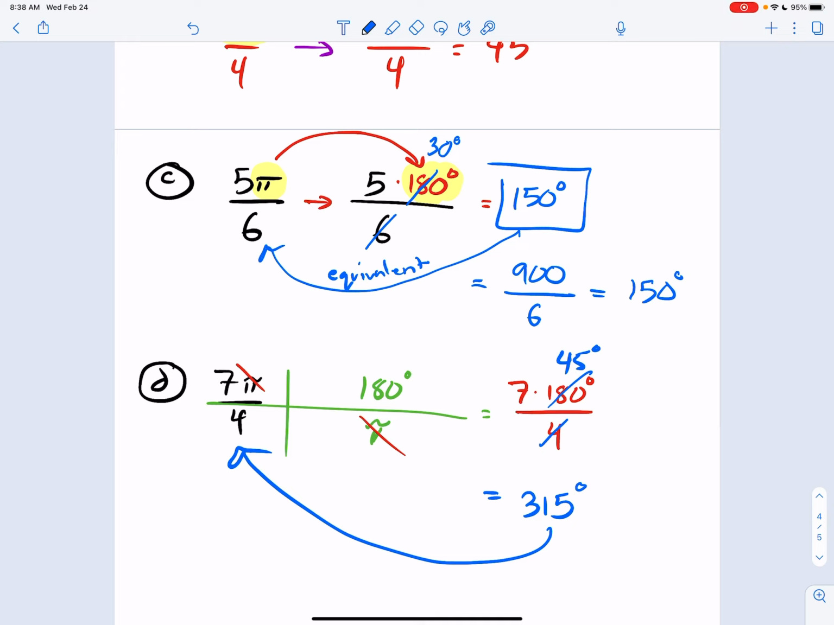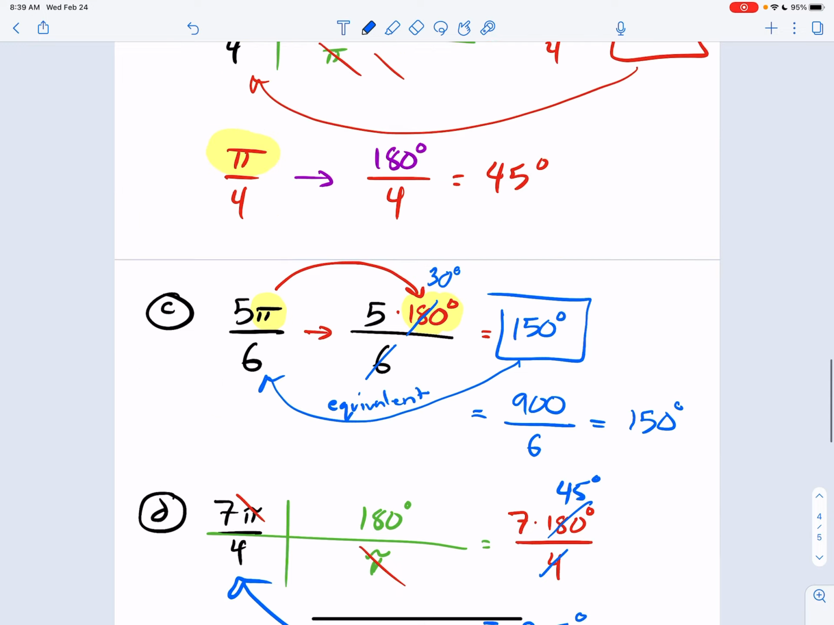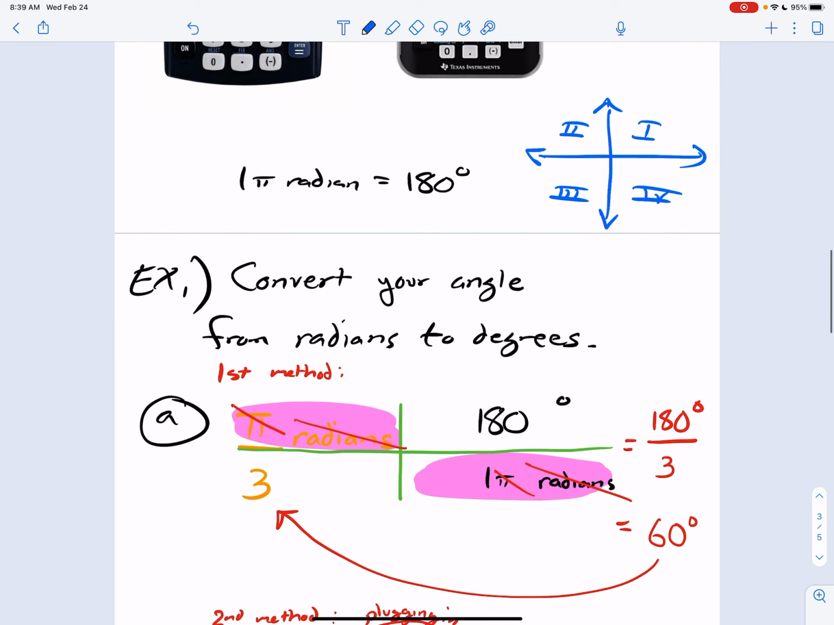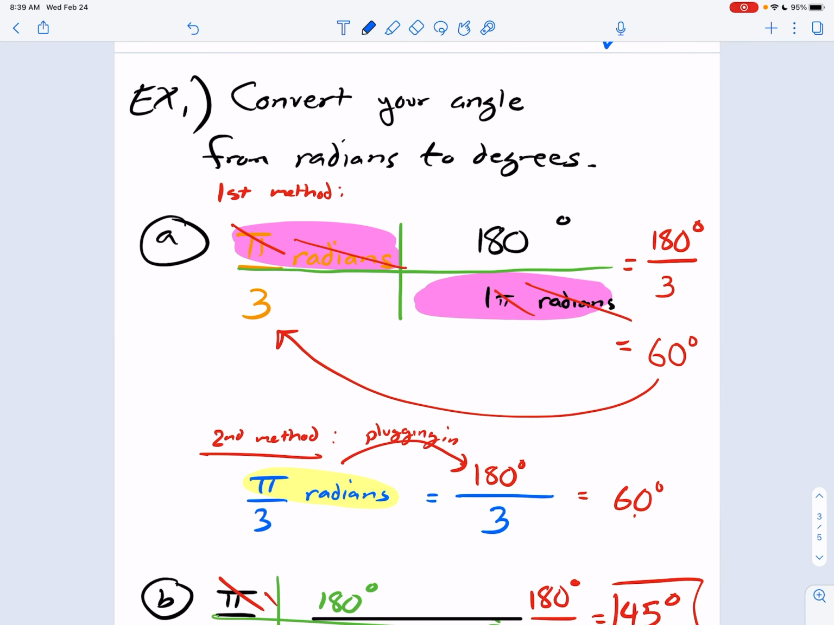Remember, 315 degrees and 7 pi over 4 are equivalent. Don't forget that. Okay, so just to recap, if we're revisiting our quadrants, if you guys remember the 4 quadrants, quadrants 1, 2, 3, and 4. Okay, pi over 3 is in which quadrant, right?